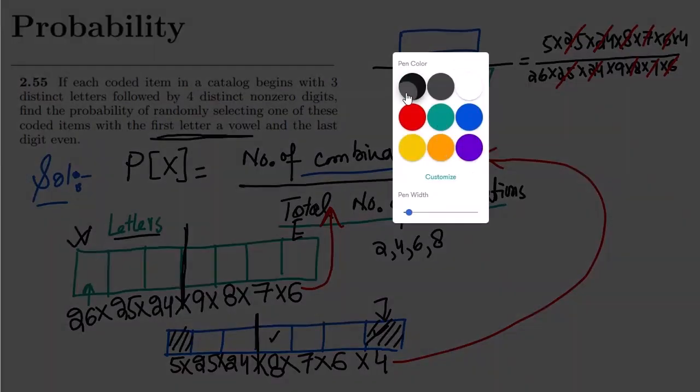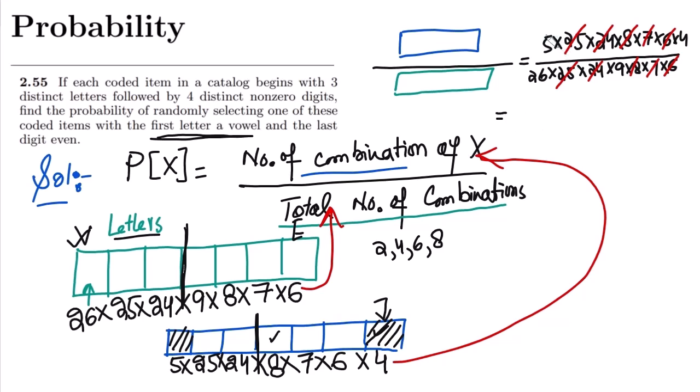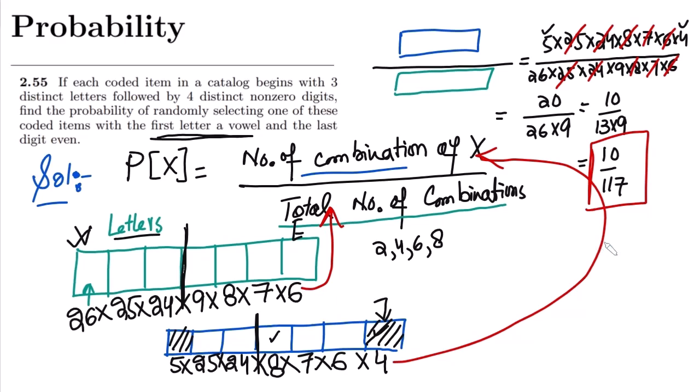So let me write the numbers. 5 multiplied by 4 is 20 divided by 26 multiplied by 9. Okay, so here we have these numbers. So when these are cancelled out, I will get 10 divided by 13 multiplied by 9. So that is 10 divided by 117. That is the answer to the question which was asked.